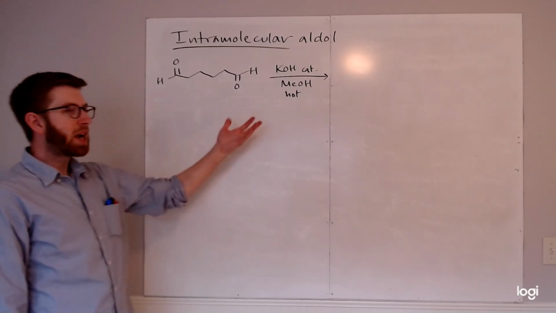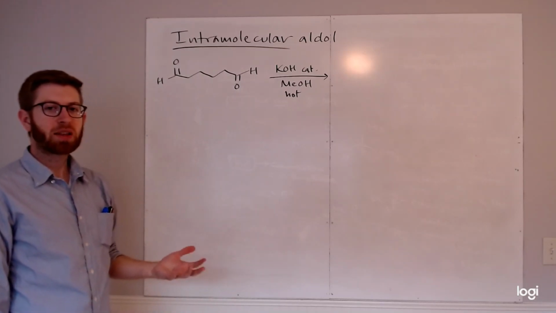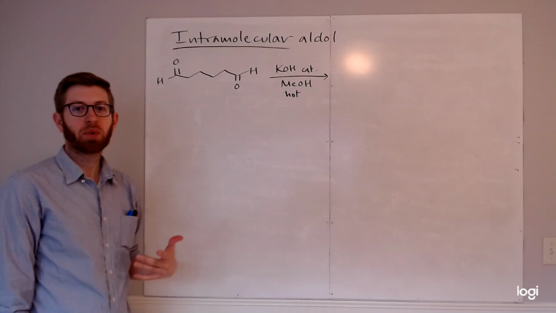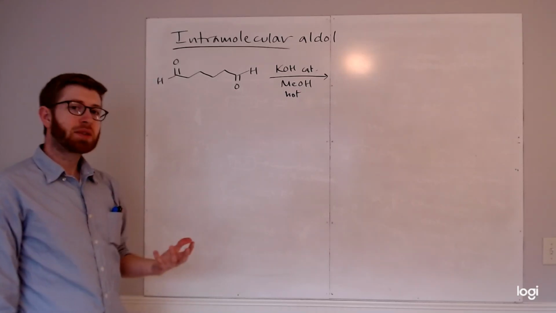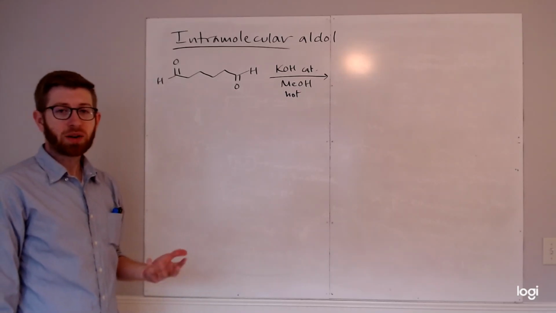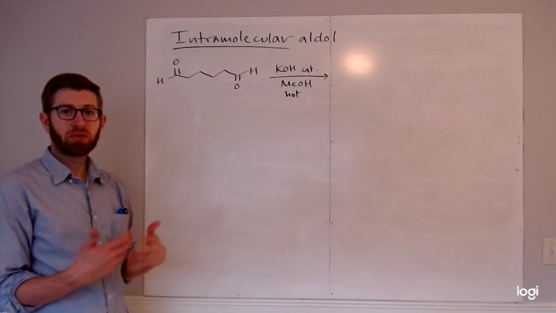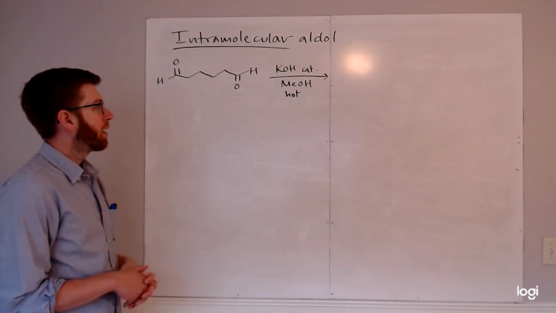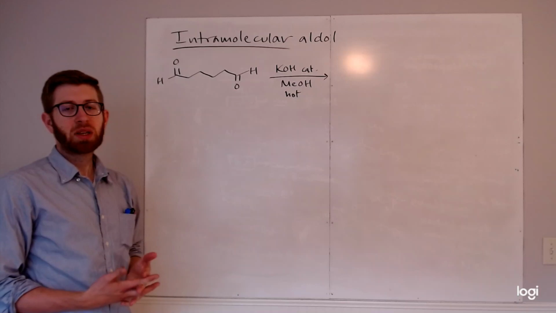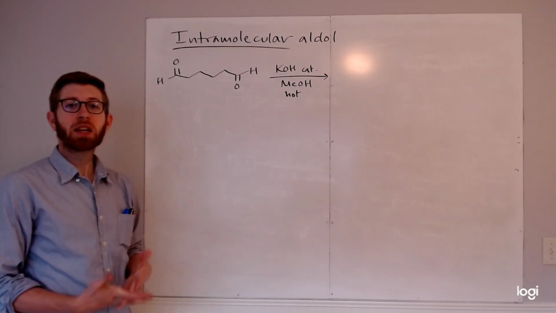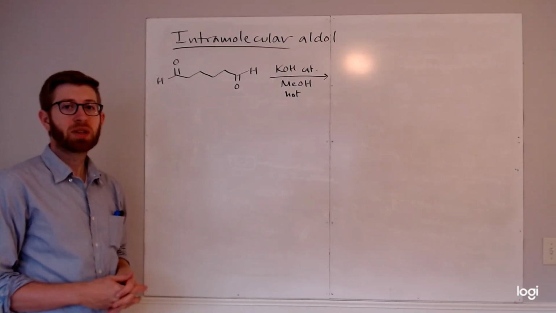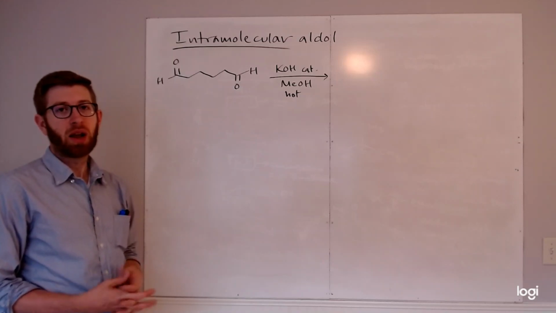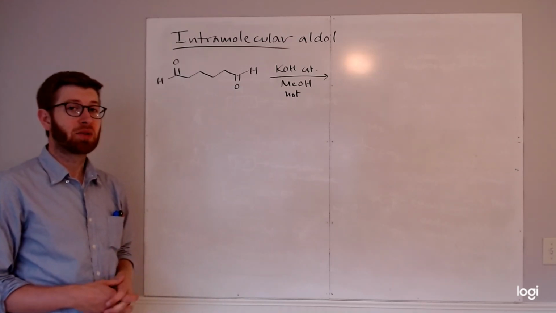So we know the reaction conditions. We've got some catalytic potassium hydroxide, methanol as a solvent, and we're going to heat this up. That tells us a few things, right? We're doing an aldol reaction of some kind. We're going to be able to reversibly make enolates here. And because this reaction is being heated, we're going to do a condensation rather than an addition reaction. So that means we would expect an alkene in our final product rather than a beta hydroxy group.